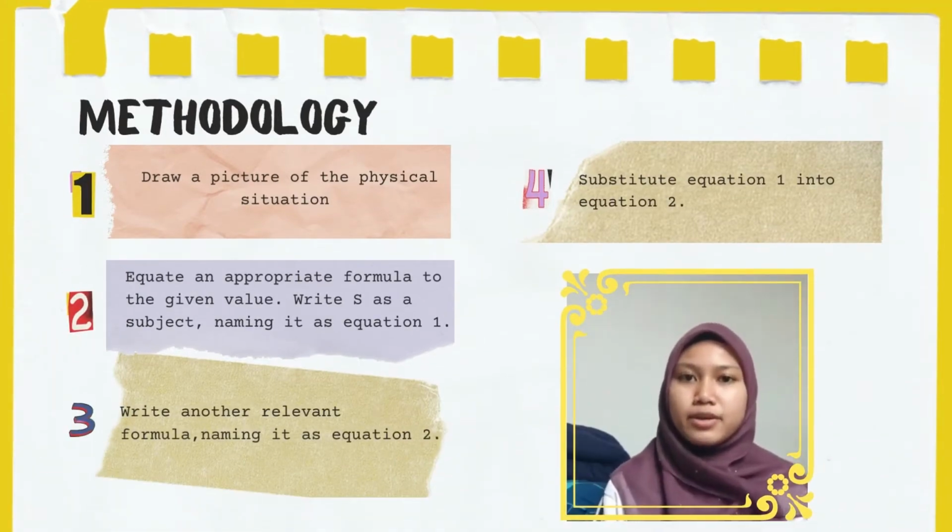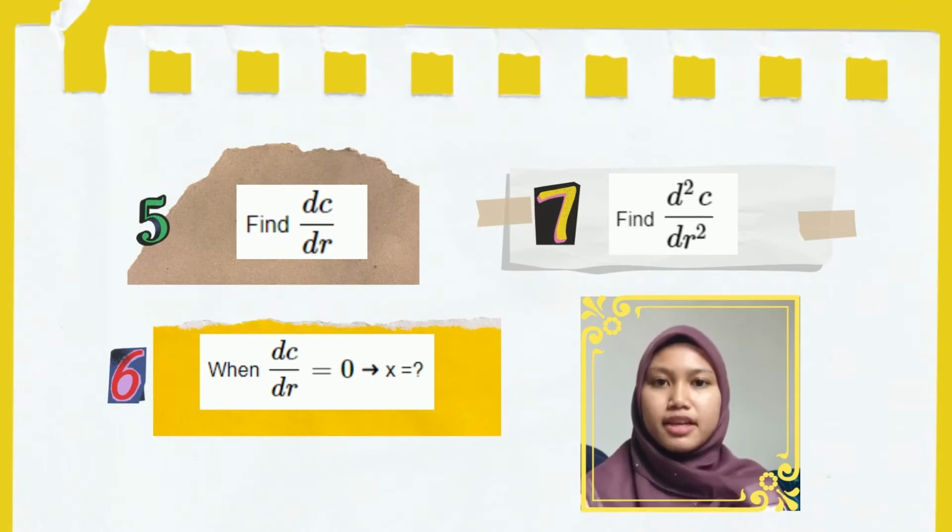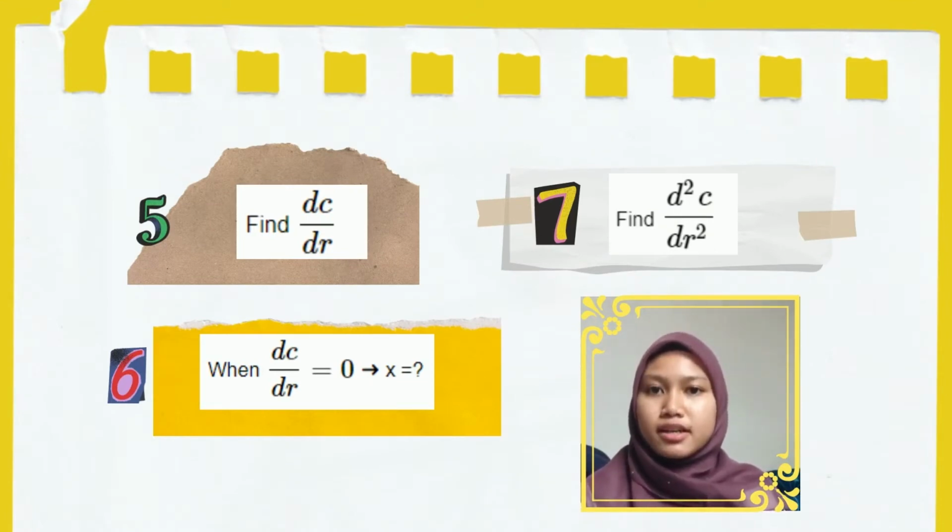So this is the method that we use. First, we draw a picture of the physical situation. Next, we equate an appropriate formula to the given value, write h as the subject and name it equation 1. Then, we write another relevant formula and name it equation 2. Move on to the next step. We substitute equation 1 into equation 2. After that, we find dC over dr, and when dC over dr equals 0, find the value of r. And lastly, we find d2C over dr2.